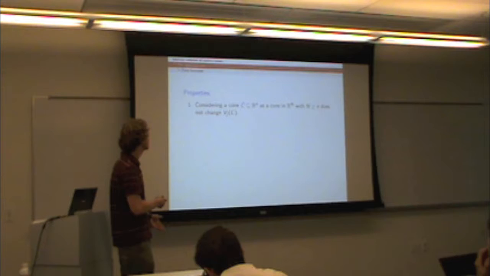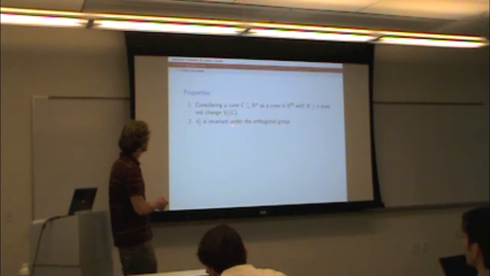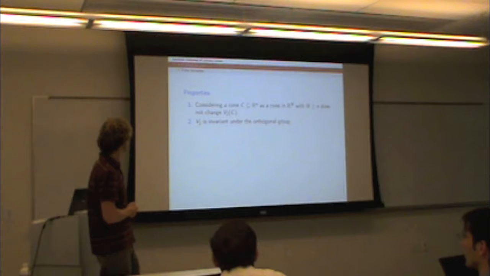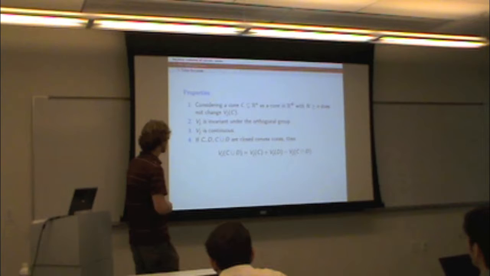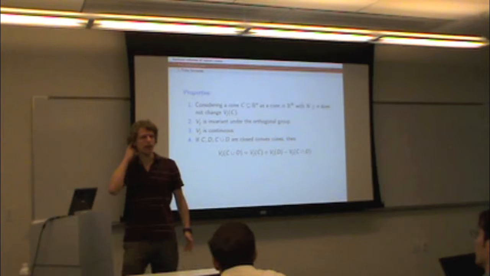And this is again trivial. V_j is invariant under the orthogonal group, because basically we looked at volumes and everything. And V_j is continuous. This is again not trivial, but it's also not too hard to show. And then the next property is that we again have this additivity, just as in the Euclidean case.